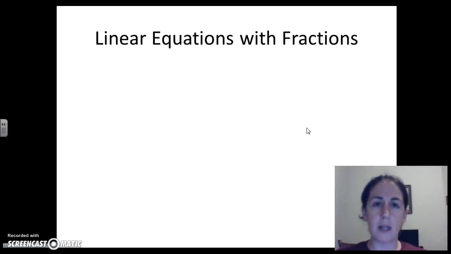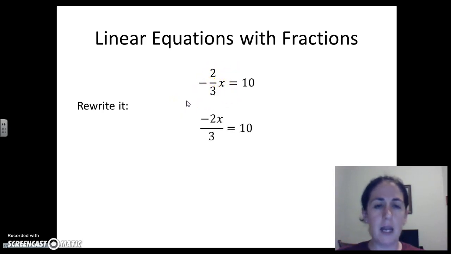Now let's talk about the linear equations that have fractions, our favorites. For example, negative 2/3 x equals 10. Well, I'm going to show you a way that you actually don't really have to deal that much with fractions. We'll rewrite it. So what we have is negative 2/3 times x, which is really x over 1. Multiply the numerators, multiply the denominators, and you have just one big fraction, negative 2x over 3 equals 10.